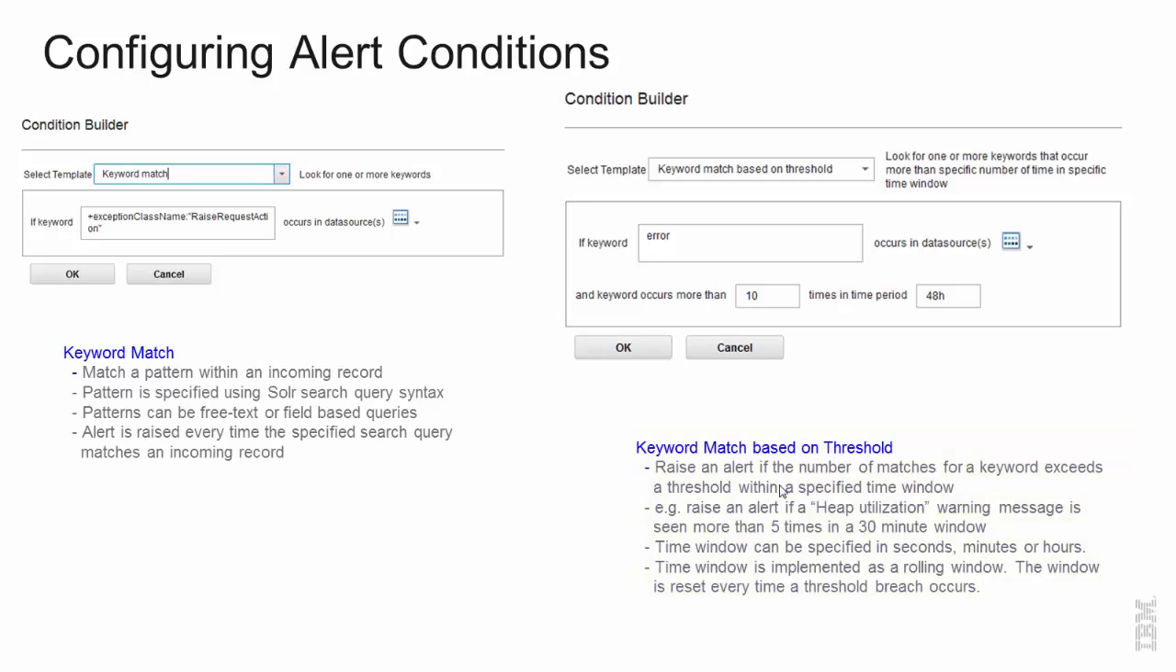So you could configure raising an alert if a heap utilization warning message is seen more than, say, 5 times in a 30-minute window. The time window can be specified in seconds, minutes, or hours, and it is reset every time a threshold breach occurs. In this way, it is implemented as a rolling window.